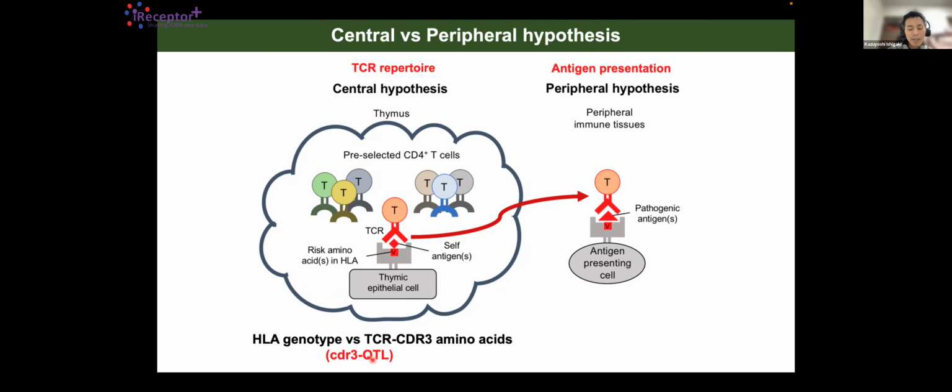QTL is a type of genetic association study. Actually, this is the first formal, comprehensive genetic research asking about the association between those two factors.